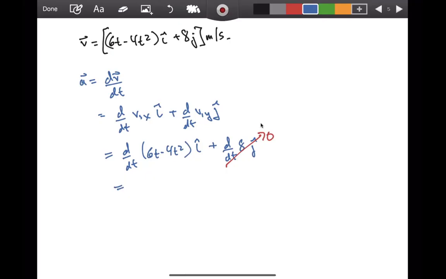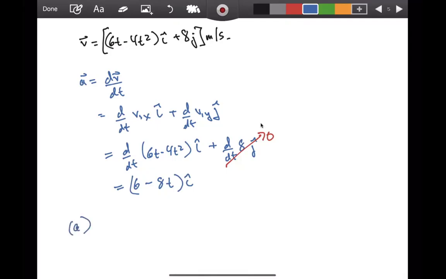For this one, we can separate it into two different derivatives. It's going to be 6 times the derivative of t with respect to t, which of course is 1, minus 4 times the derivative of t squared with respect to t, which gives a 2. So I get 2 times 4, which is 8 times t, all in the i hat direction. This is my instantaneous acceleration at any moment of time.